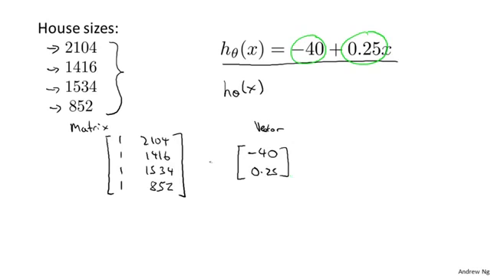And what I'm going to do is take this matrix and that vector and multiply them together. Right? That times is this multiplication symbol. So what do I get? Well, this is a 4 by 2 matrix. This is a 2 by 1 matrix. So the outcome is going to be a 4 by 1 vector.